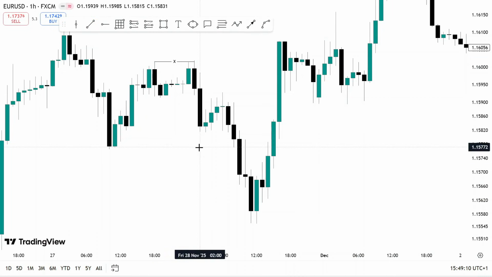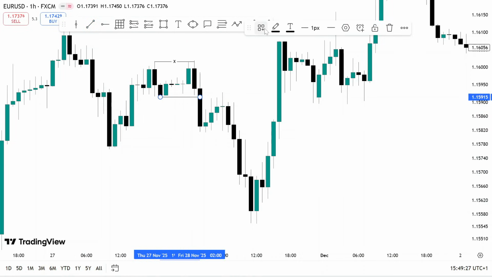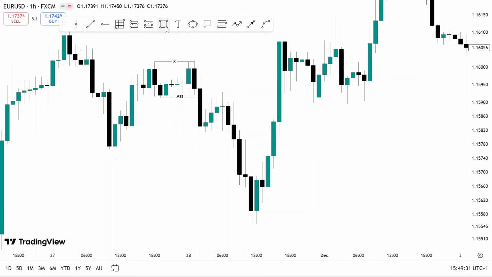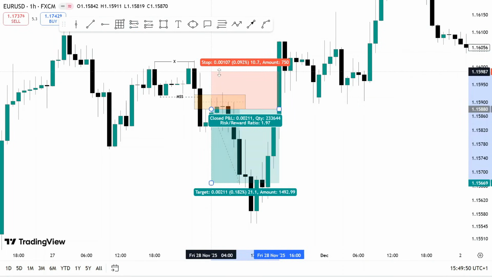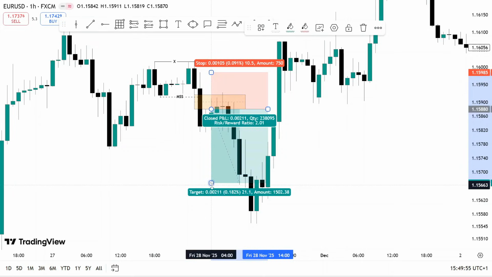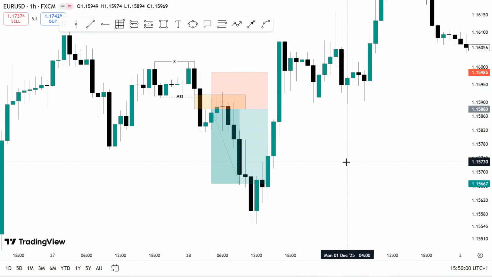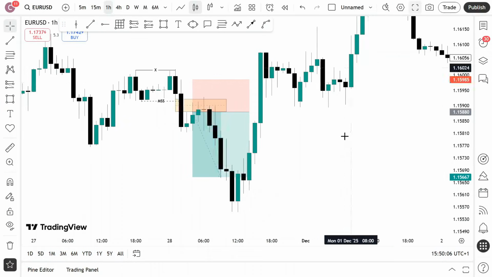Now let's look at a bearish example. Here we can see a liquidity sweep first, followed by a market structure shift. After that, price once again left behind a fair value gap. So our entry is taken from the fair value gap. The stop loss is placed above the high of the candle that created the fair value gap, and we target a 1 to 2 risk to reward ratio. As you can see, price tapped into the fair value gap and pushed directly to take profit.